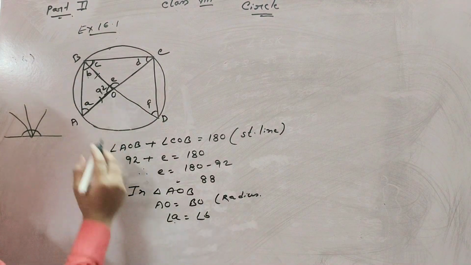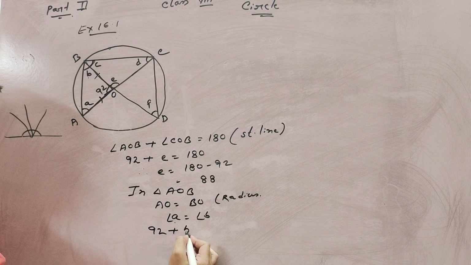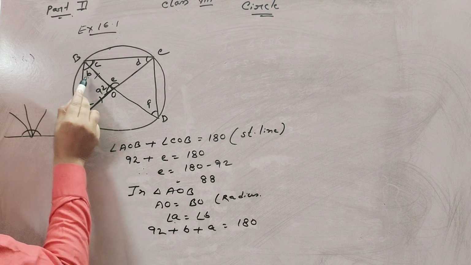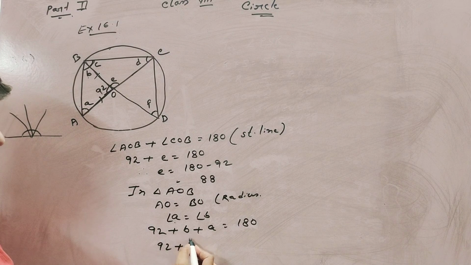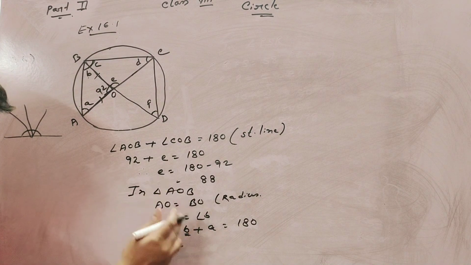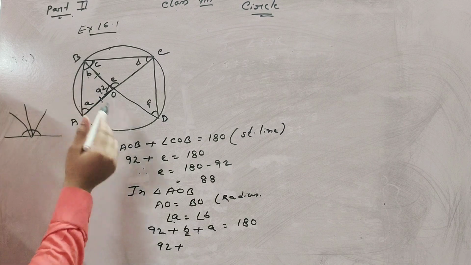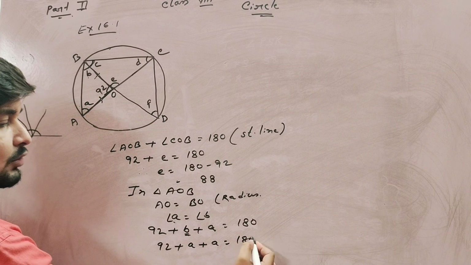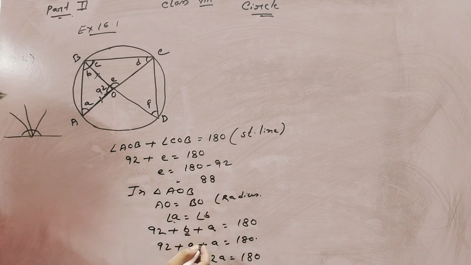Clear? So in this triangle, 92 plus B plus A equals 180 degrees. Again I repeat, 92 plus angle B plus angle A equals 180 degrees. So 92 plus, in place of B we write A, because earlier we proved that angle A equals angle B. That means the values of both the angles are the same because their sides are equal. So in place of B we write A, and A equals 180 degrees. So 92 plus 2A equals 180 degrees.